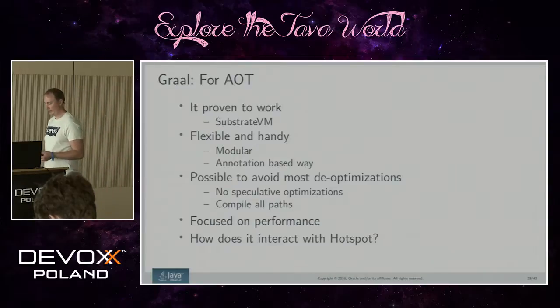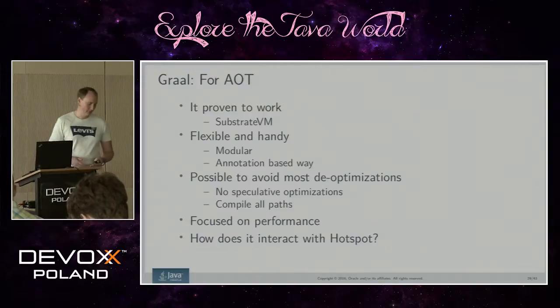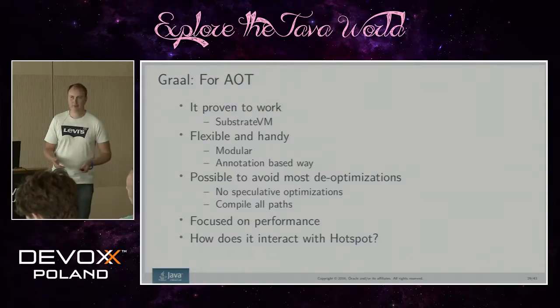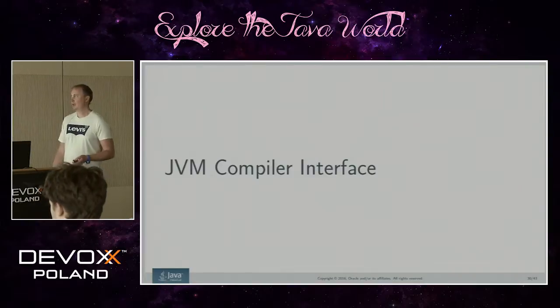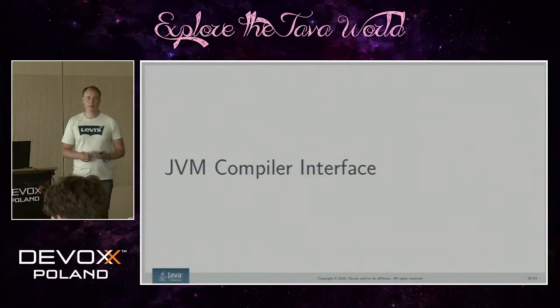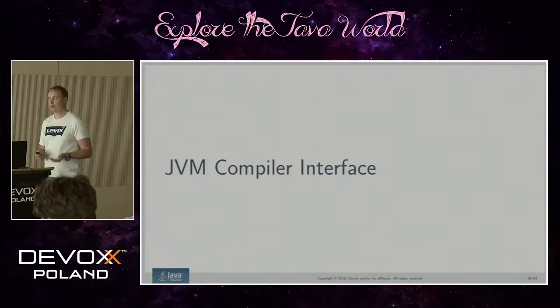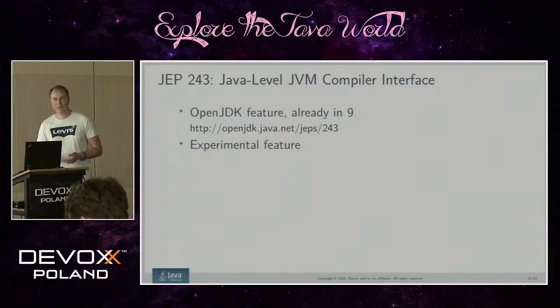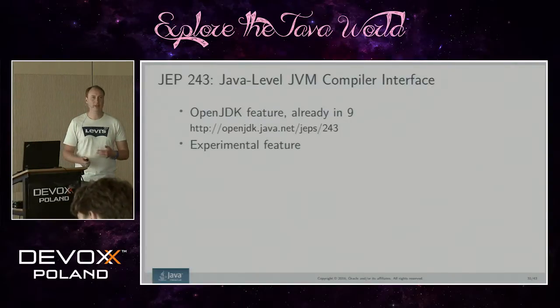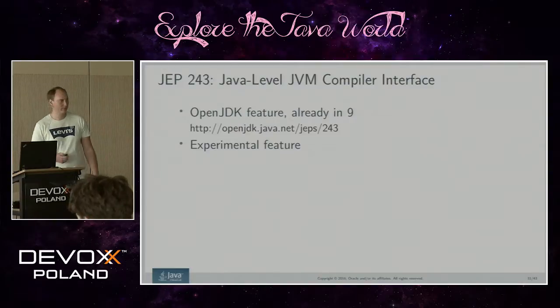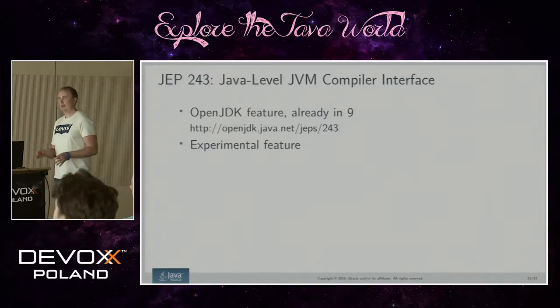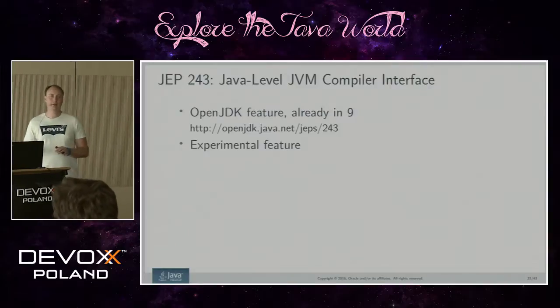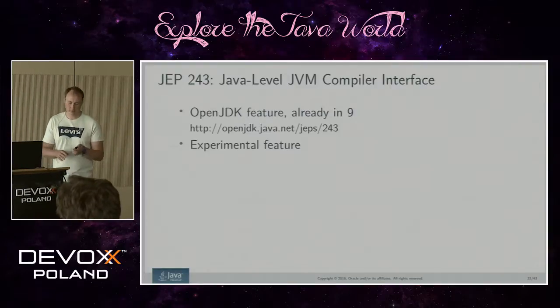All right, so we have a compiler written in Java. And how does it interact with Hotspot? Because C1 and C2 are written in C++, and they are actually part of Hotspot. There is now a brand new interface. It's the Java Virtual Machine Compiler Interface. It's a JEP that's already in JDK 9. So you can download the source code or JDK 9 early access builds and try it. The feature is experimental and is still undergoing minor changes, even though it's feature complete now.